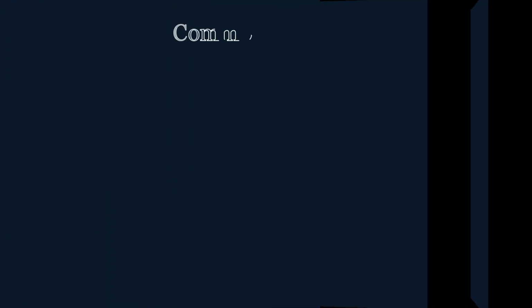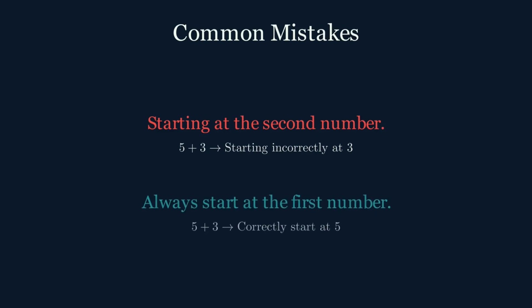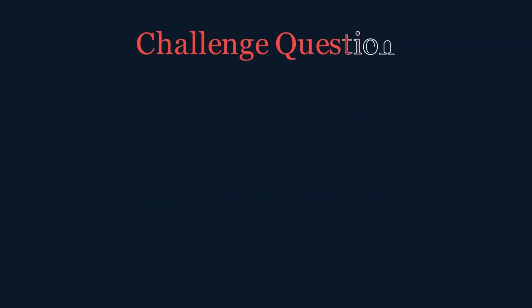Great job. Before we wrap up, let's look at a classic trap that trips up many students. A common mistake is starting your marker at the second number in the equation. For 5 plus 3, you should never start at 3. Always make sure your very first step is placing your marker on the first number, in this case 5.